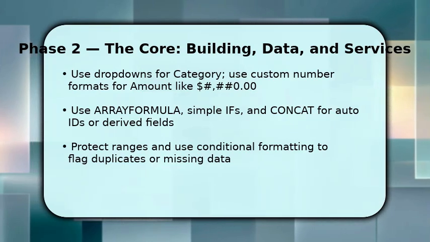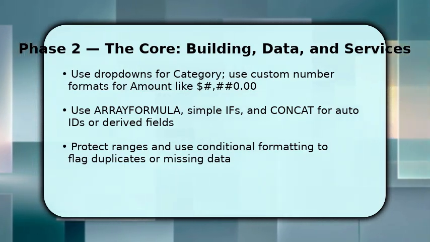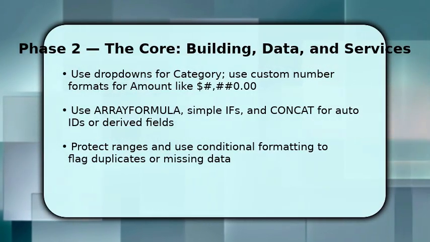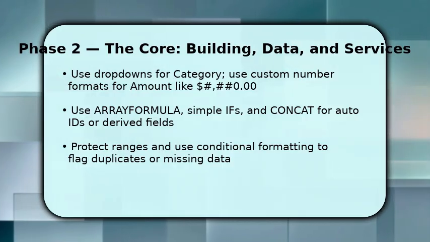You now structure and automate the middle steps to keep data reliable. Start by replacing free text with drop-down lists for category. Set amount to a currency format such as $##0.00.